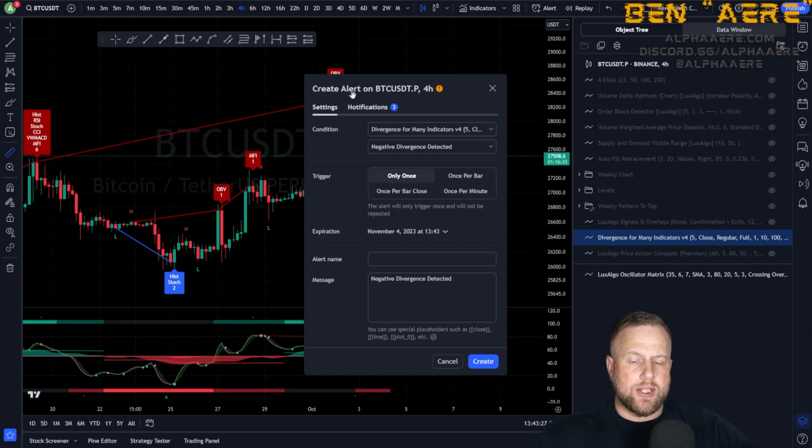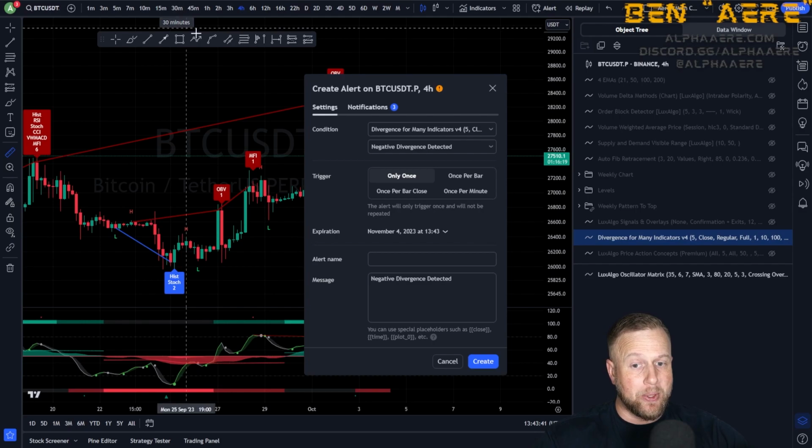I should mention that the alert is created on whatever time frame you're on. So you can see right here, it says create alert on BTCUSDT.P. That's the chart I'm on, 4 hour. If you want it on the daily, the 6 hour, the 30-minute, or multiple, you have to set it on those time frames.